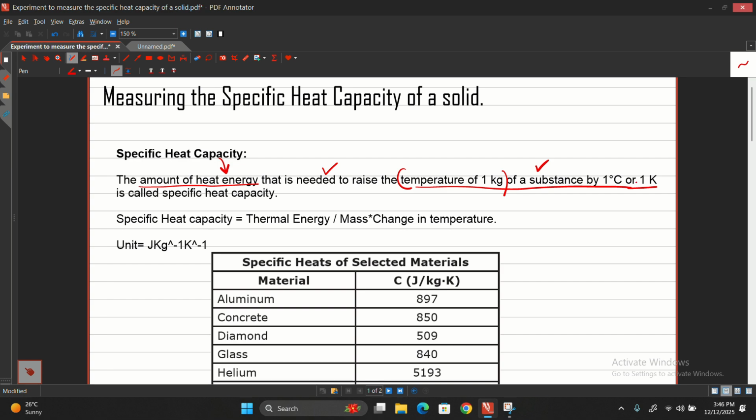And specific heat capacity is actually a property of materials. In other words, the value of specific heat capacity varies from object to object, because raising the temperature of 1 kg of different substances by 1 degree Celsius requires different amounts of thermal energy. So it is a property of materials. If we look at the formula for specific heat capacity, it is thermal energy divided by mass times change in temperature, and the unit for specific heat capacity is joules per kg per Kelvin.